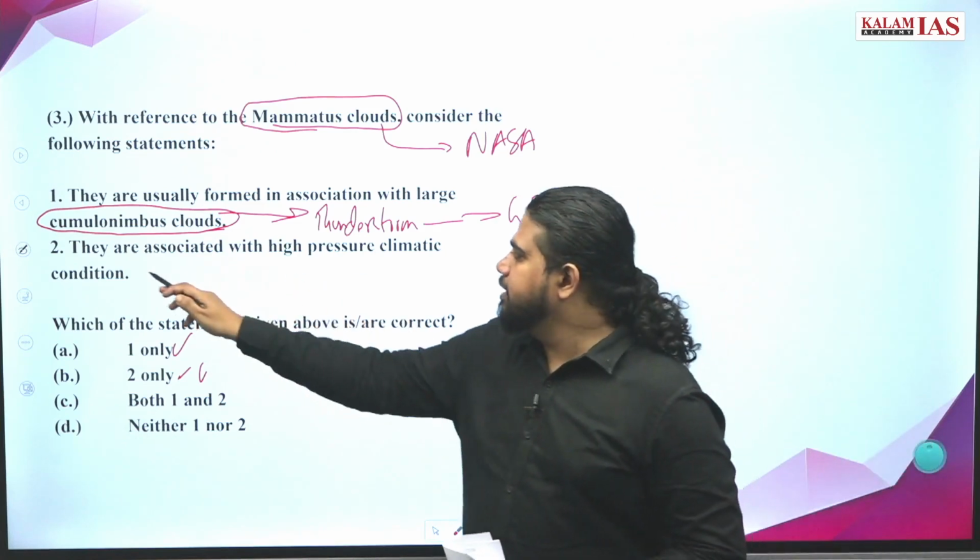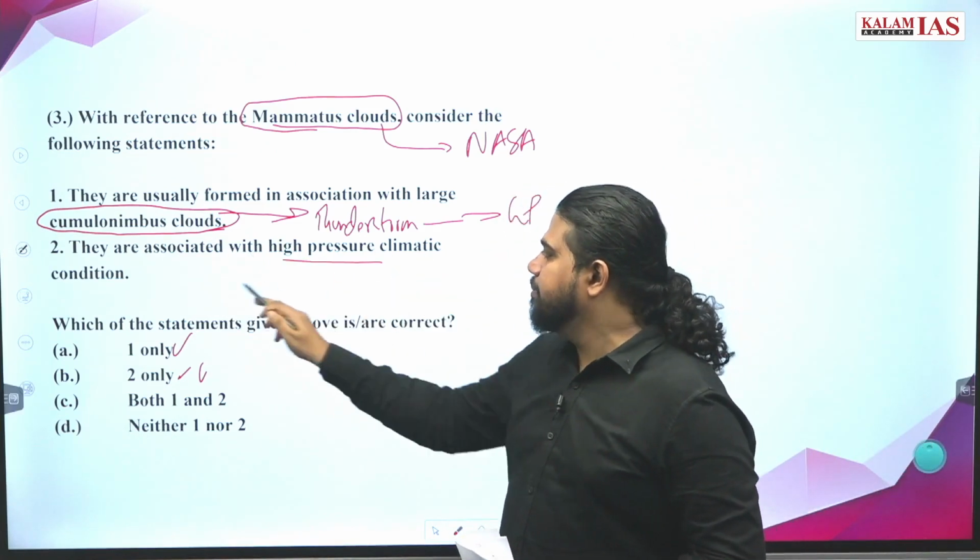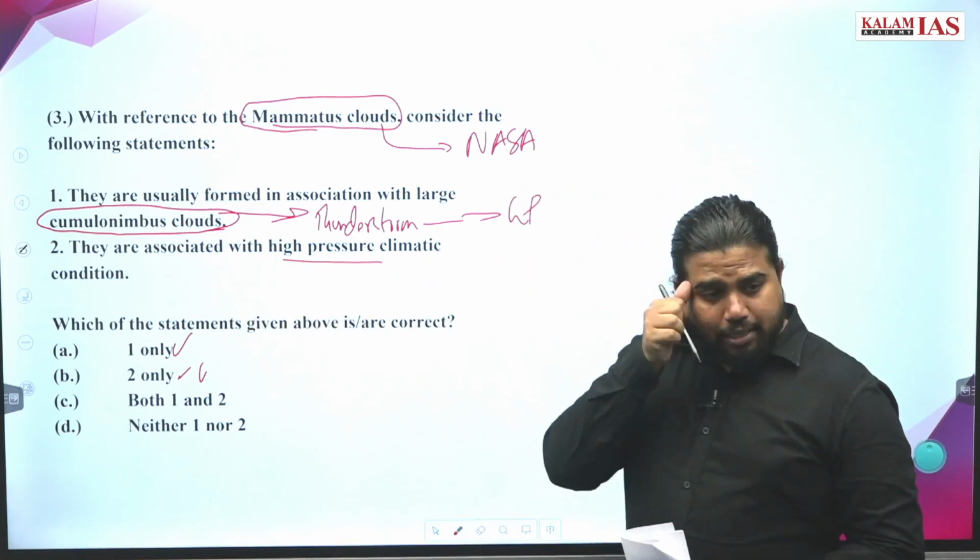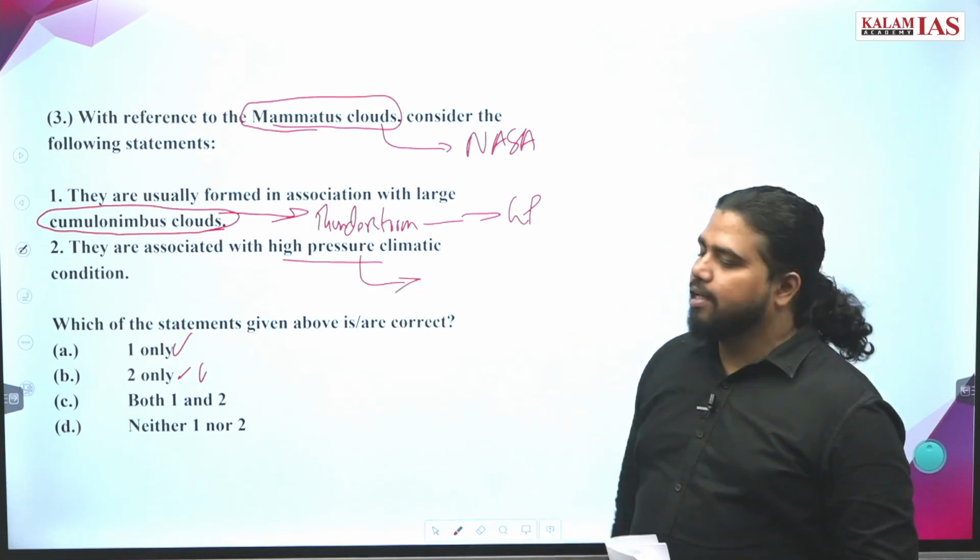Now come to the second option. They are associated with high pressure climatic condition. So one thing is, where can you get this high pressure climatic condition?